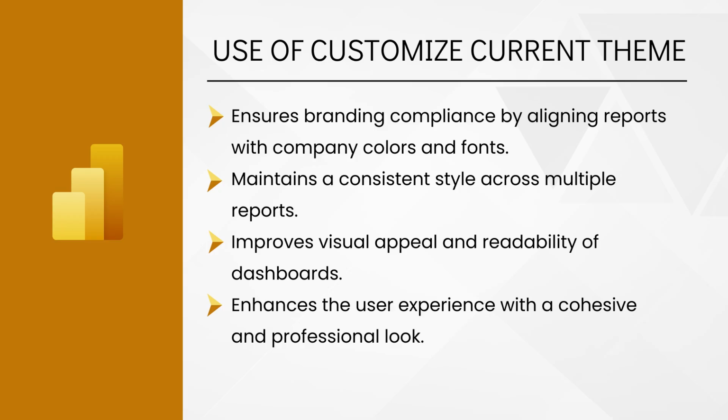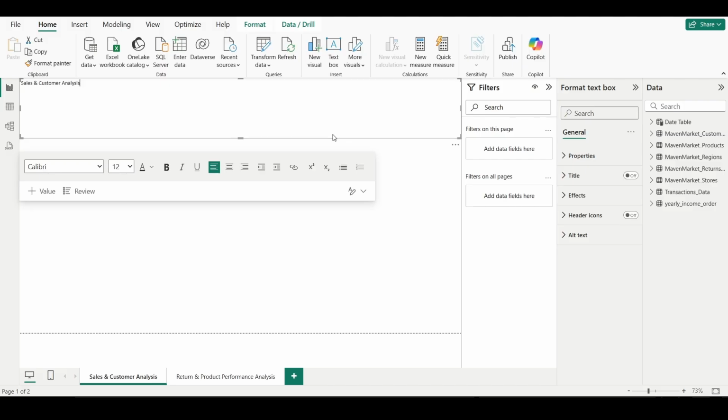Customizing the current theme in Power BI allows you to modify the visual appearance of your reports, dashboards, and visuals. This includes altering colors, fonts, and other visual settings to align with your brand guidelines or personal preferences. By customizing the current theme, you can quickly apply design changes across your entire report, ensuring a consistent look and feel. Now let us see how to access Customize Current Theme option in Power BI.